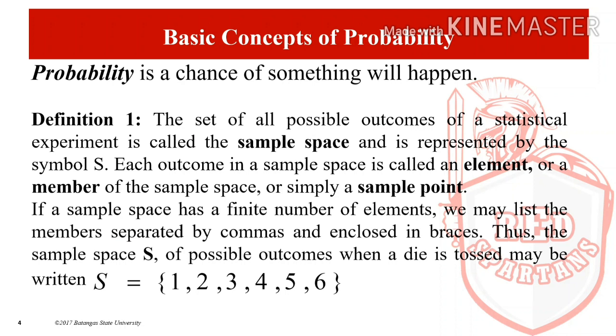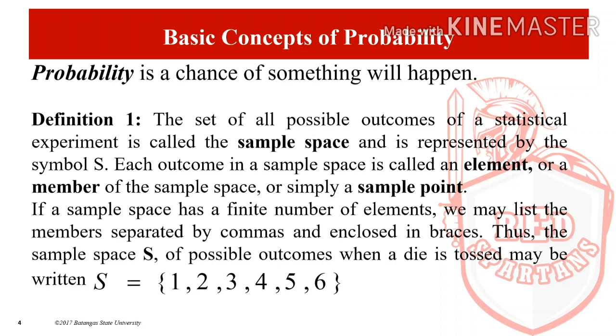So definition 1, the set of all possible outcome of a statistical experiment is called the sample space. So yun nga, lahat ng magiging possible outcome ng experiment, tawag sa kanya ay sample space. Then yung kanyang outcome or yung outcome ni sample space, ang tawag naman sa kanya is the element, the member, or the sample point. So pwede siyang tawaging element, member, or the sample point. So if a sample space has a finite number of elements, so we may list the member separated by commas and enclosed in braces.